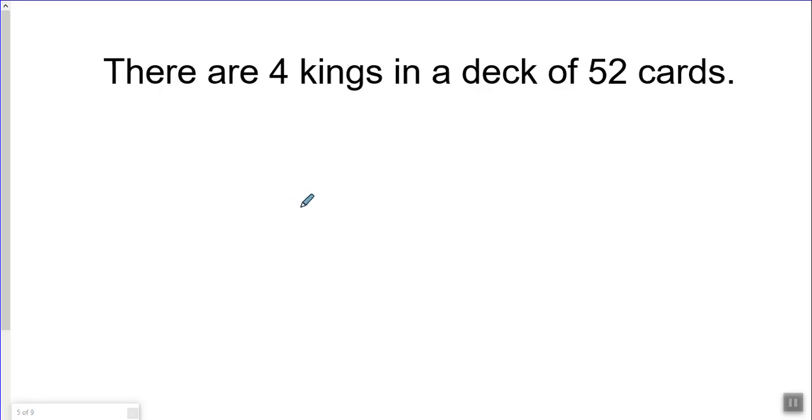Okay, so let's say that there are 4 kings in a deck of 52 cards, which is true. And let's say we want to find the probability that we pick a king. Alright? Well, in this case, picking a king is going to be our success. So we're going to have 4 ways that we could pick a king out of 52 cards. And that'll be our fraction, right? And we can find a decimal from that as well.